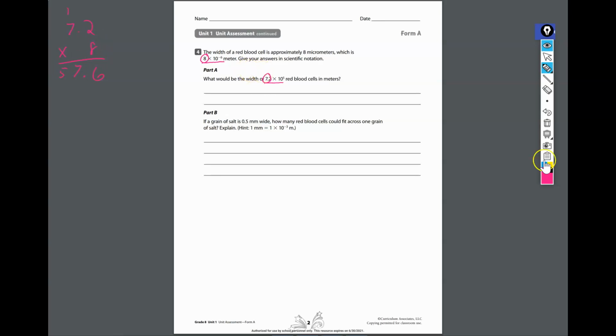And then what we're going to do is add our exponents of 10. So that would be times 10 to the -6 plus 5. Notice this is not quite in scientific notation because that decimal really needs to be over here.